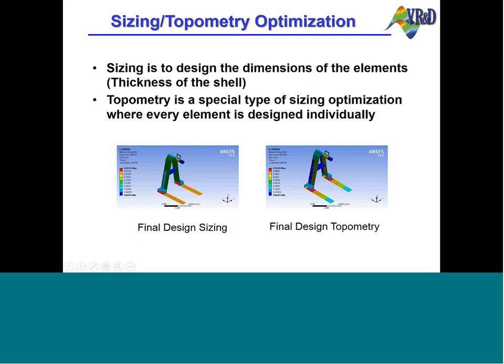Sizing and topometry optimization. Sizing is to design the dimensions of the elements, for example, the thickness of the shell. Here sizing is used to design the thickness of these shells. Topometry is a special type of sizing where every element is designed individually. Basically, if you look at the picture on the left, each shell has one color. That means it has one thickness. But on the right, one shell can have different colors. That means it has a different thickness distribution. So with topometry, it can create some very interesting designs.